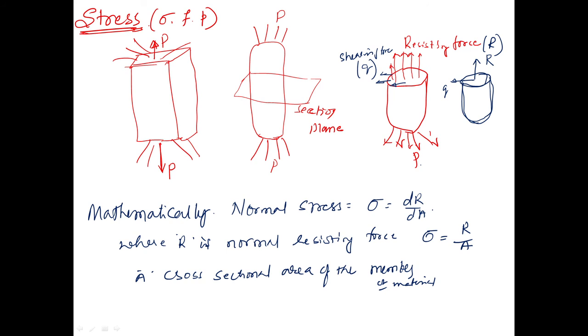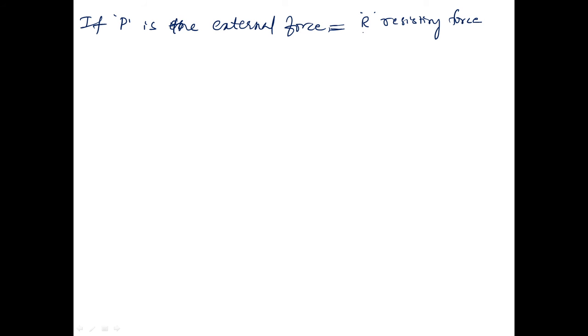Now, as the component has to come into an equilibrium state, if P is the external force, this has to be equal to the inside resisting force which has been developed, that is R. Therefore P equals R. Hence this stress equation can be written as P by A.